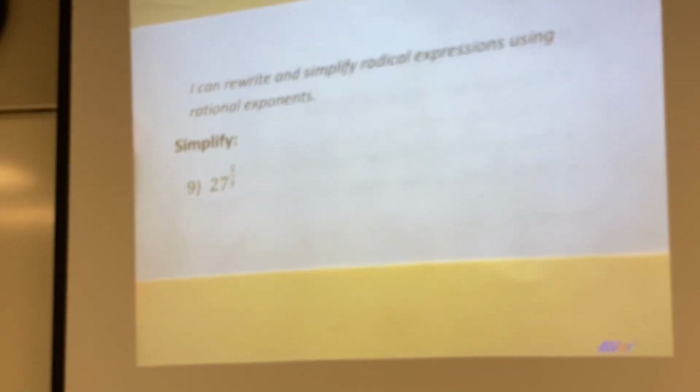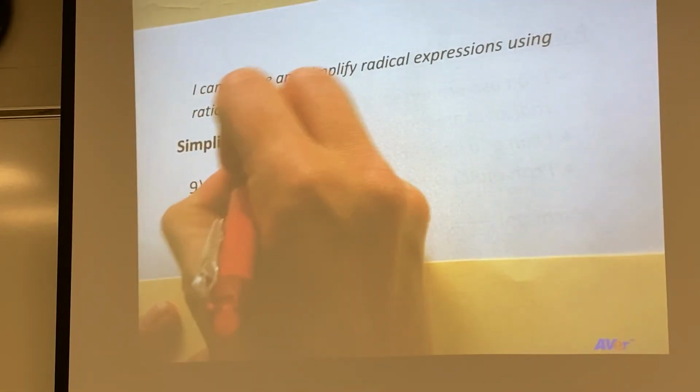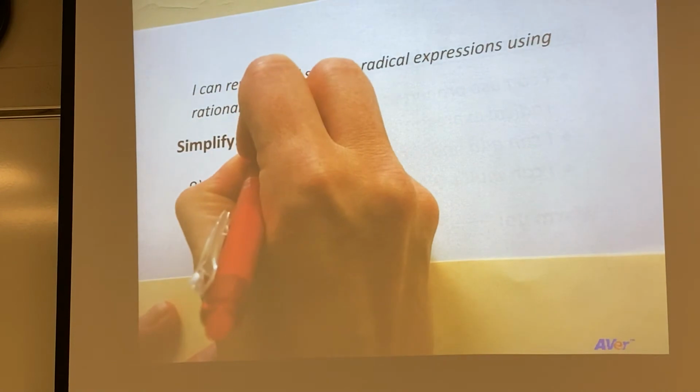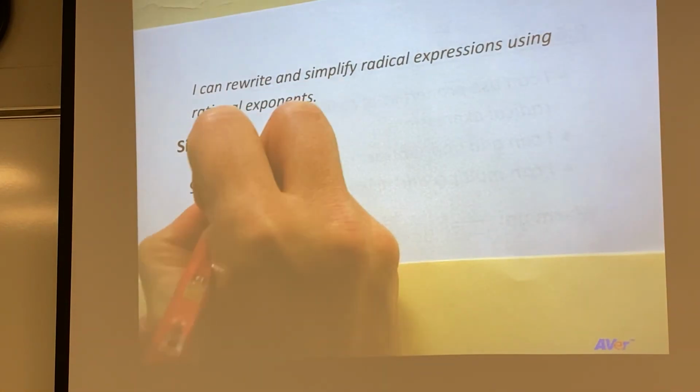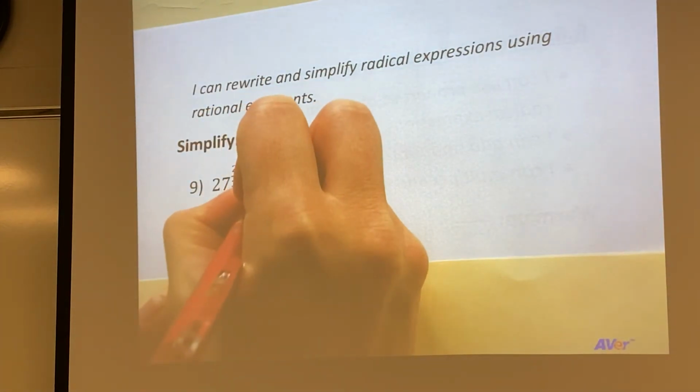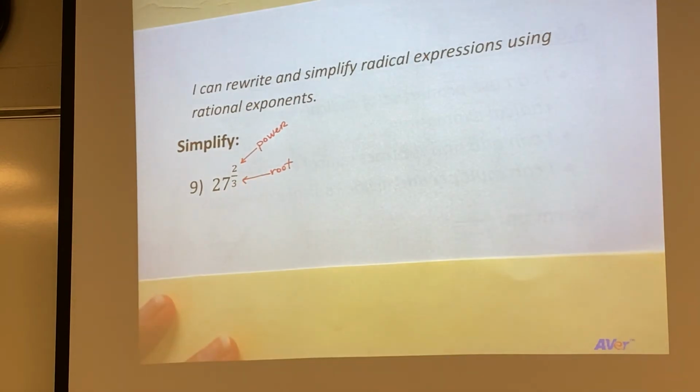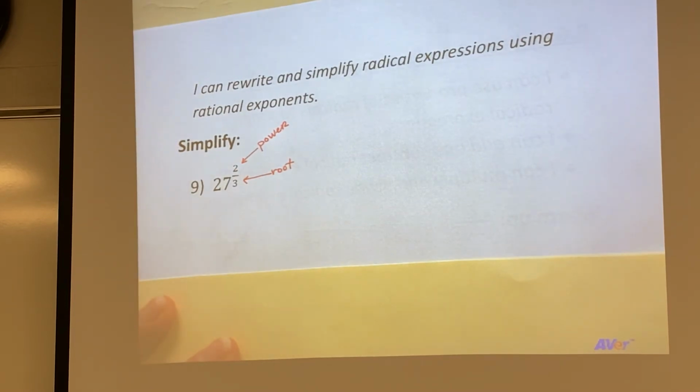Rational means it can be written as a fraction. So here we have 27 to the 2/3. We call the numerator the power. So that's like taking 27 to the 2nd power. It'll make it bigger. The 3 is the root. So that would be like taking the cube root of 27. That makes it smaller.